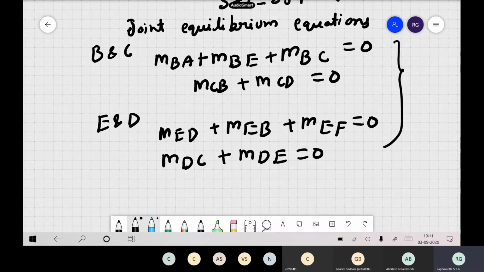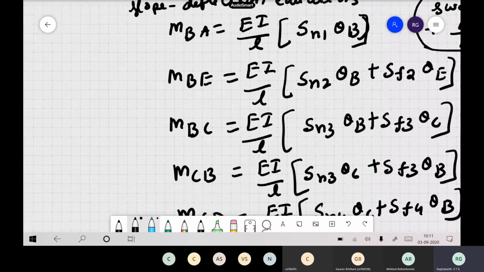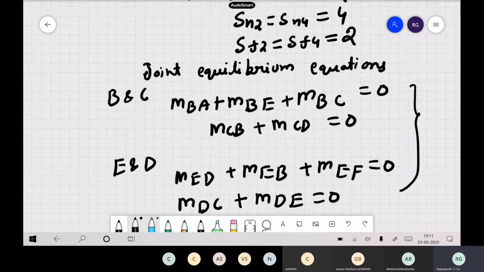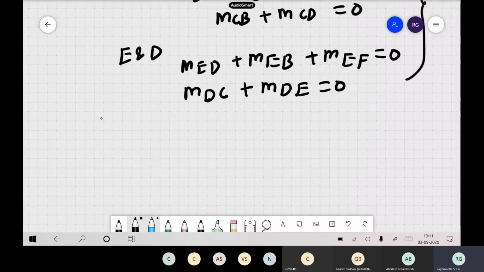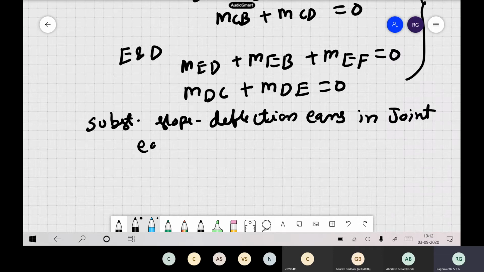Now what you have to do is take the slope deflection terms that we have written, and all these quantities you substitute in the joint equilibrium equations. So substitute your slope deflection equations in joint equilibrium. It's all straightforward. Now 4 equations are there, 4 unknowns are there.